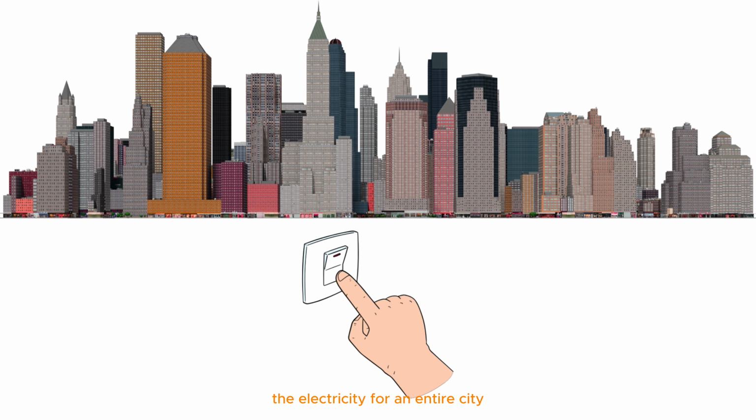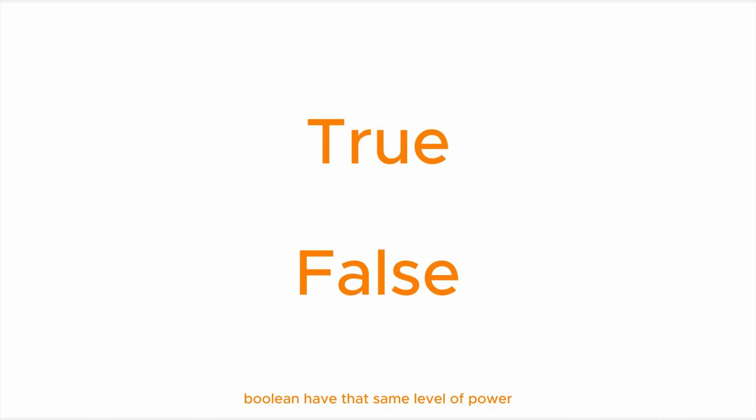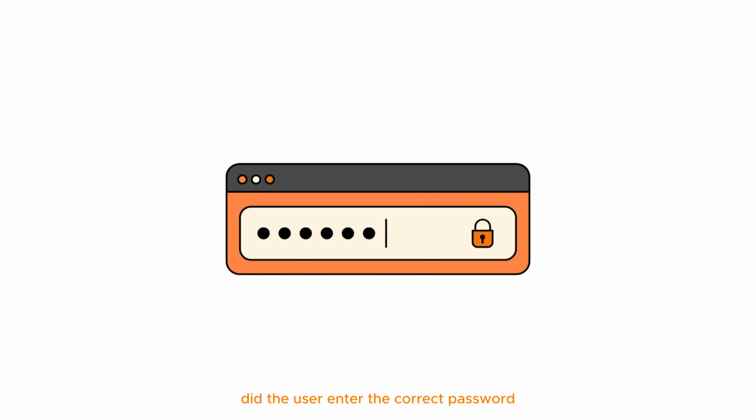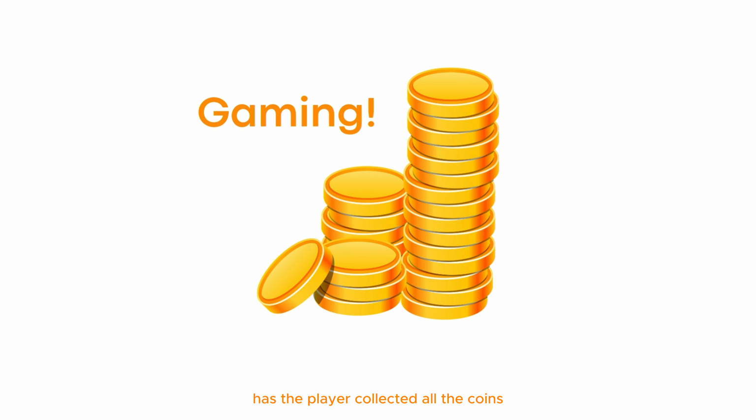The electricity for an entire city can be controlled by a single master switch. That switch has only two states, on or off, true or false. In the world of programming, Booleans have that same level of power. They are the backbone of all decision making in our code. Every decision a computer makes ultimately comes down to one of these two values. Did the user enter the correct password? Has the player collected all the coins?